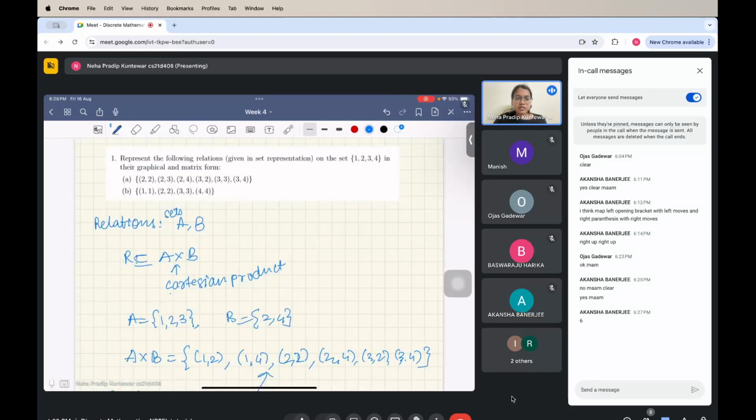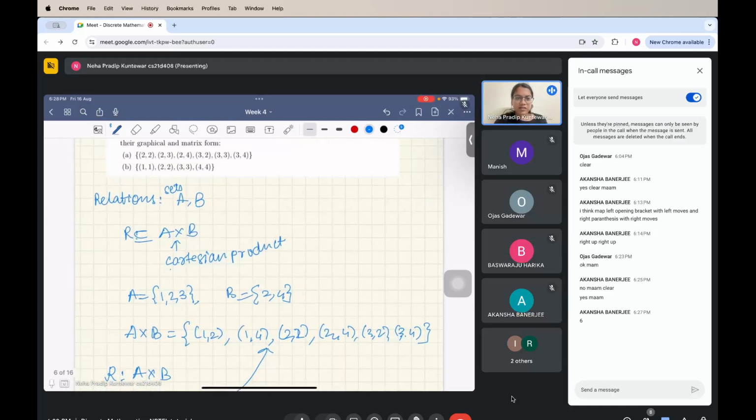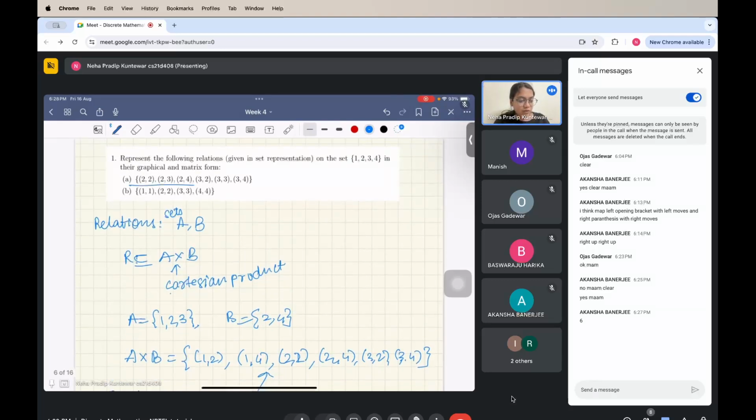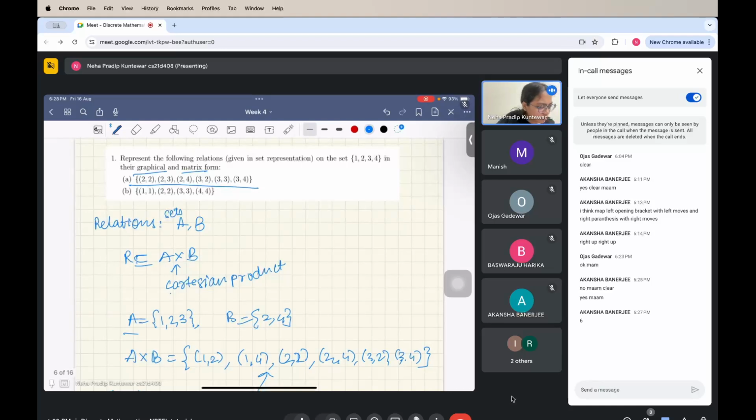And now one point is that a function is also a special case of relation. I'll not get into it, but I hope it's pretty clear that a function is also a relation. Now the question is, if A and B are very large sets, then you want a better, visual representation for the relation. There are two popular representations that are generally used: one is the graphical and the other is the matrix form. So let's look at this particular example.